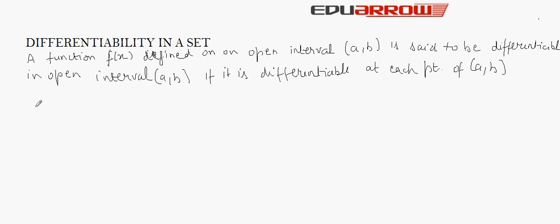Next we come to differentiability in a set. A function f(x) defined on an open interval (a, b) is said to be differentiable in the open interval (a, b) if it is differentiable at each point of (a, b). That is, if (a, b) is an interval, then at each point between a and b, it should be differentiable.